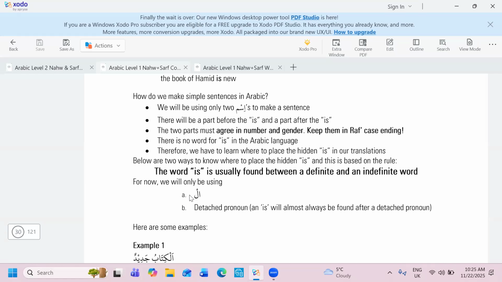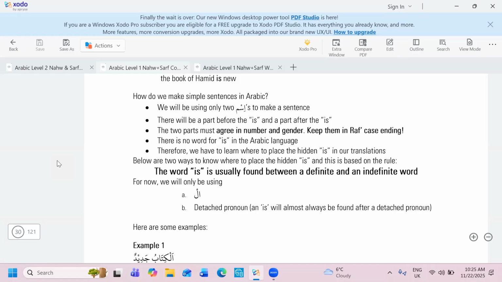So that's the first thing. Mubtada has to be definite, which means what? What can it start with? What else? Yeah. How many types of definite do we have? 7. Yeah, so it can start with any of those 7.